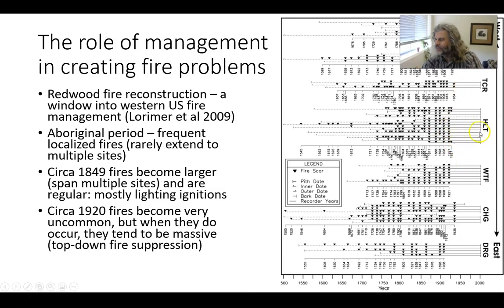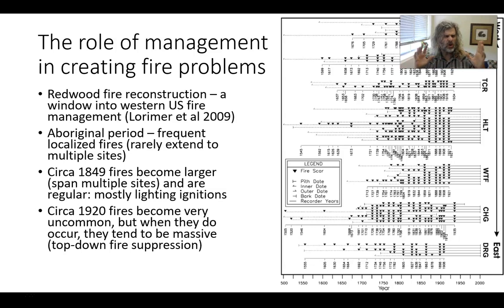Now, after about 1910, this is not an error. There are no fire scars here. And why is that? 1910, 1930, we have the advent of the U.S. Forest Service, which enacted a policy of fire suppression. What has happened over the last 300 years in California is that we have gone to a system where a relatively small and decentralized group of managers were effectively managing the entire state for fire.